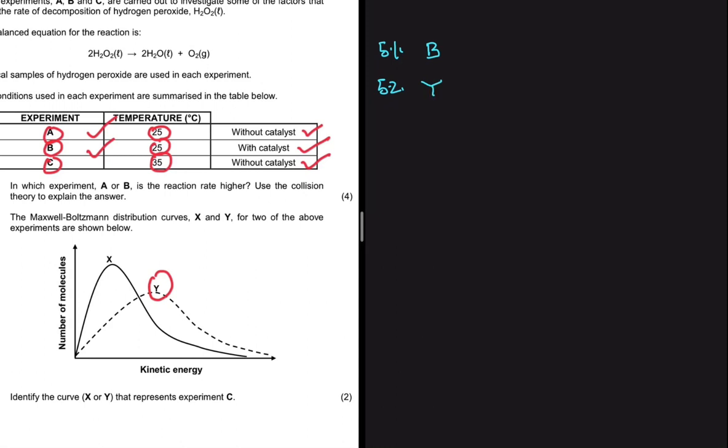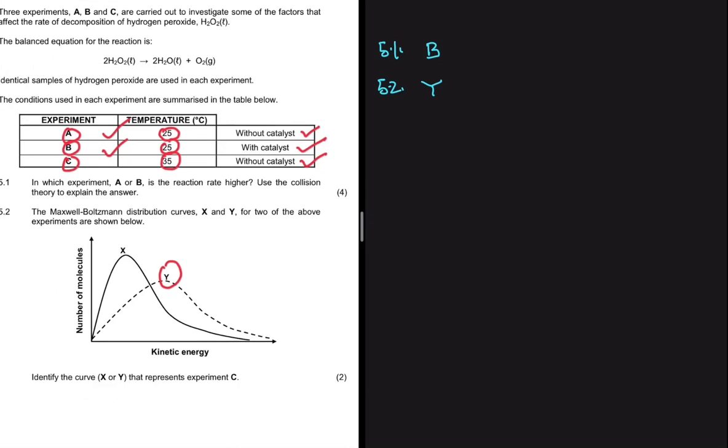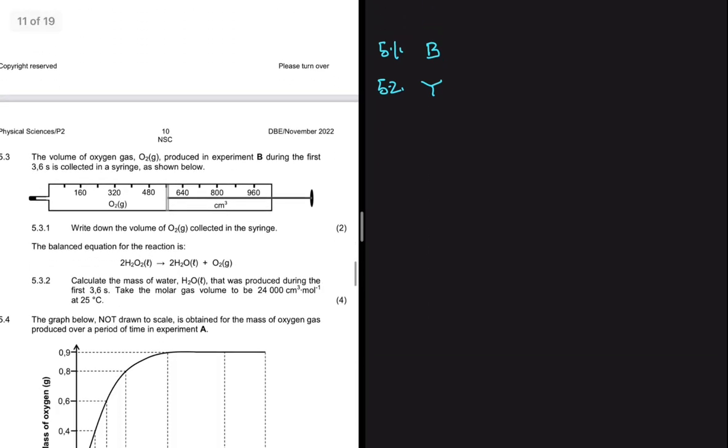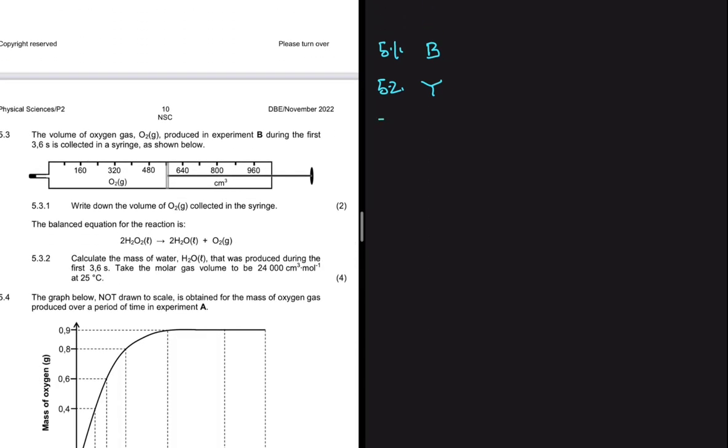Let me explain. Every time there's an increase in temperature, the average kinetic energy of the molecules is going to increase. As a consequence, the Maxwell-Boltzmann distribution curve will shift to the right, and the peak will get lower. As you can see here, Y is more to the right compared to X, and it shifted a bit lower. That's what always happens when temperature is increased in an experiment. So that is 5.2. Now moving to 5.3.